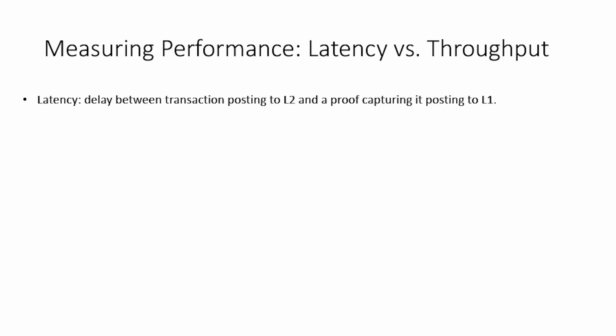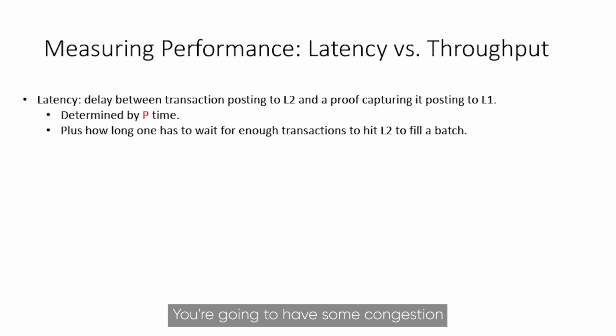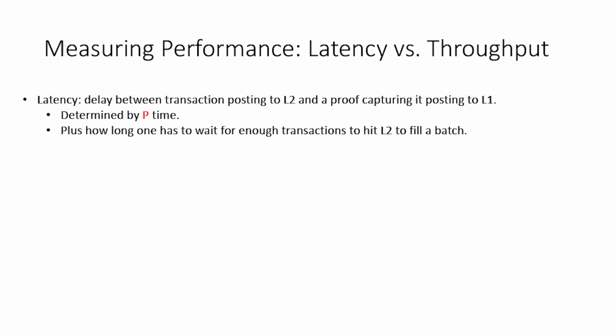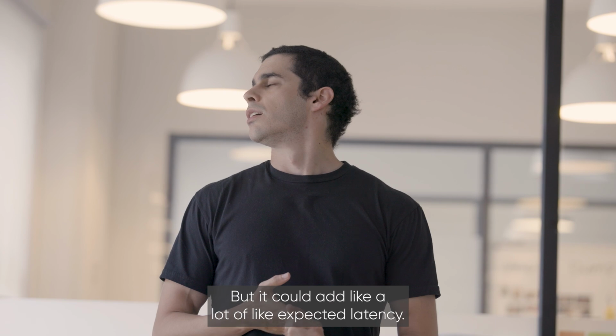I think latency refers to the delay between a transaction posting to L2 and a proof capturing it hitting L1. And this is determined by two things: the time to compute that proof, but also, if your volume on L2 isn't that high, you're going to have to wait around until you have enough transactions that you're comfortable generating a proof and posting that to L1. Otherwise, you're going to have too many proofs on L1. Yeah. And if your volume is too high, you have some congestion issue, which also adds to latency, right? Yeah. I don't even know what you do if your volume is way too high, how you would keep up. Maybe it's just like queuing theory, it fills up and empties. Yeah, over time. But it could add a lot of expected latency.